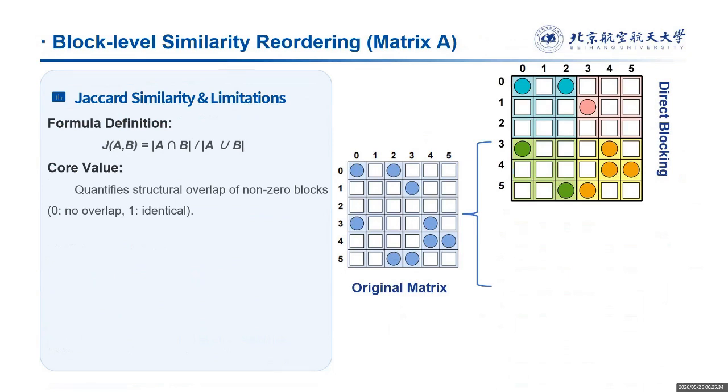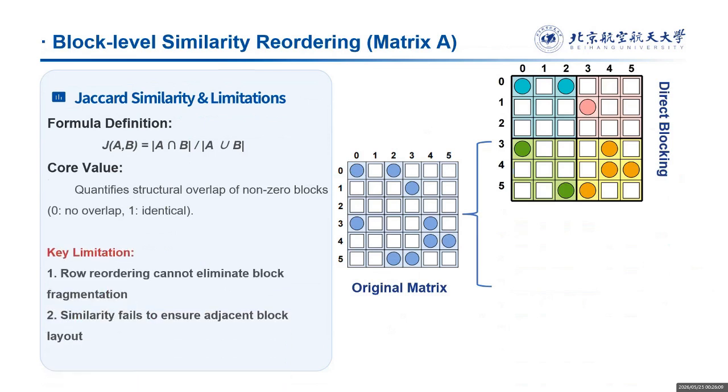Let's look at the first component in more detail. We use Jaccard similarity to measure how similar two sets are. It's the size of the intersection divided by the size of the union. If the value is equal to 1, the two sets are very similar. If it is close to 0, they are very different. In a sparse matrix, we can use this idea to compare the block structures of different rows.